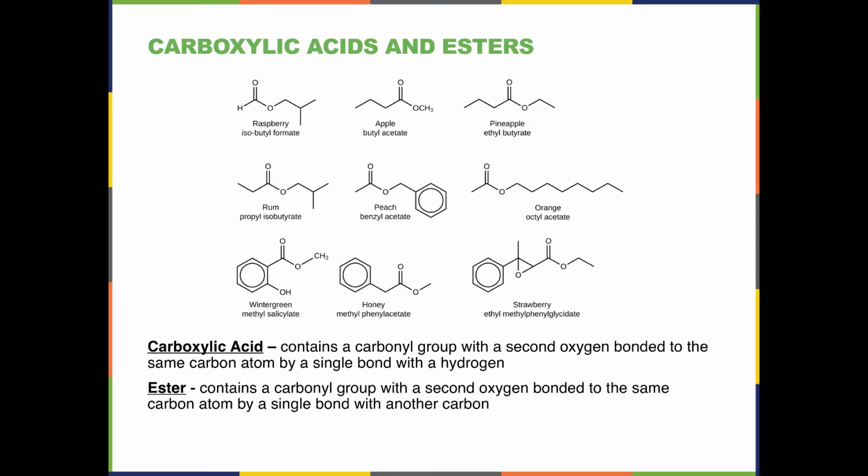An ester, on the other hand, contains a carbonyl group with a second oxygen bonded to the same carbon by a single bond, but instead of being at the end, again, it's in the middle, and it forms what looks like a salt. So we'll show this in a little bit more detail in the next few slides. And these are just some examples of carboxylic acids and esters.